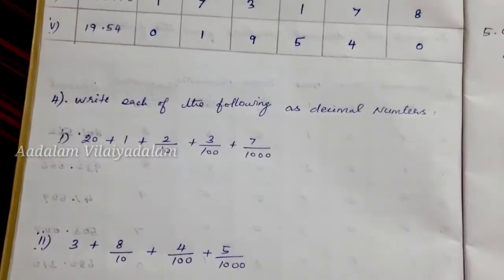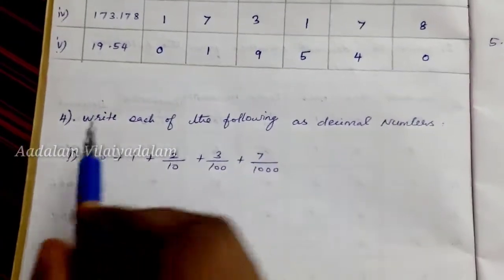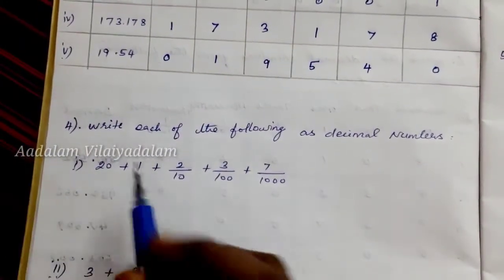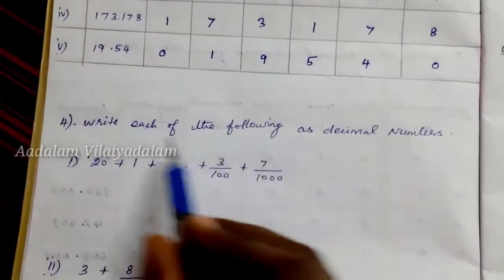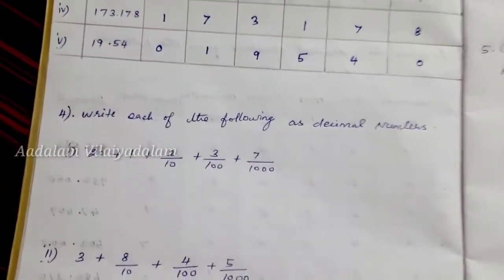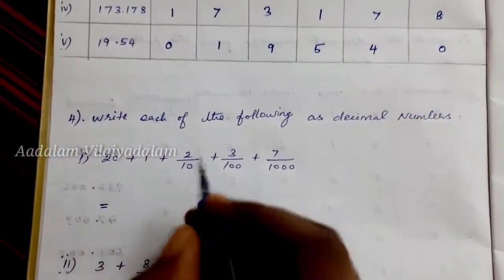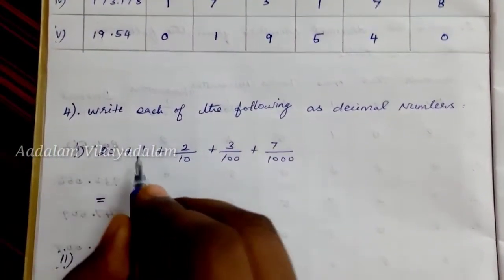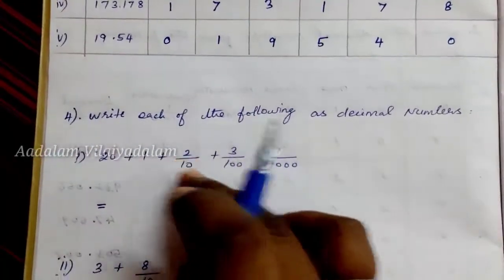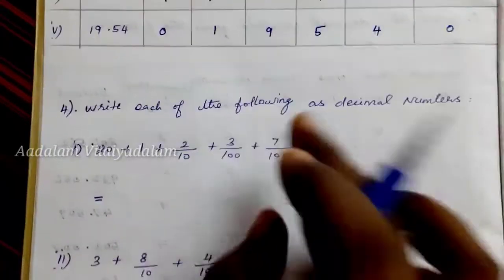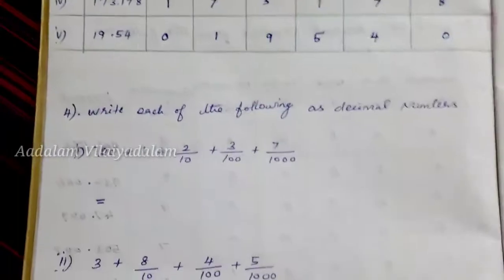Next, move to write each of the following as decimal numbers. The fourth question of the first subdivision is, so we are going to write each of the following as decimal numbers. So how can we write it in decimal form? So this is 20 plus 1, which means this is called whole part. Then the fractional part is 2 by 10, 3 by 100, 7 by 1000.